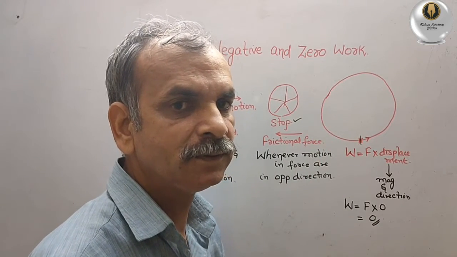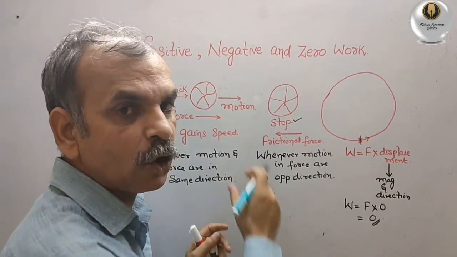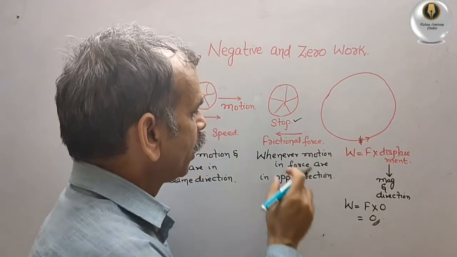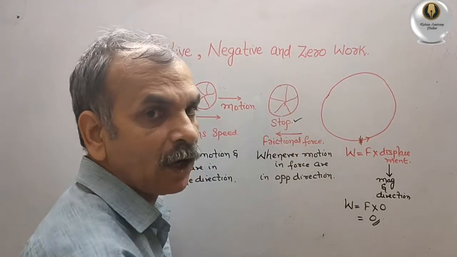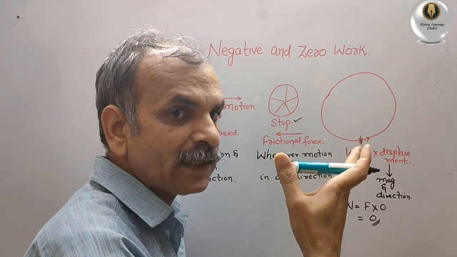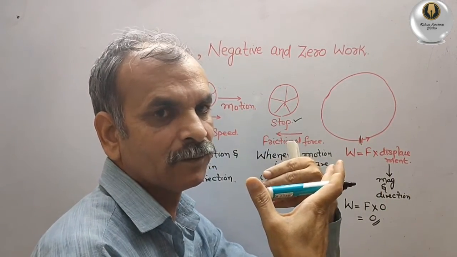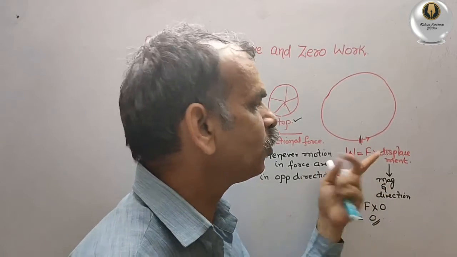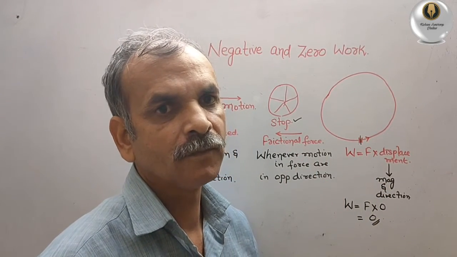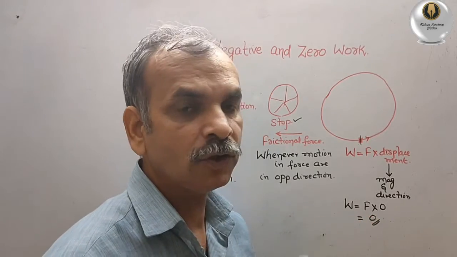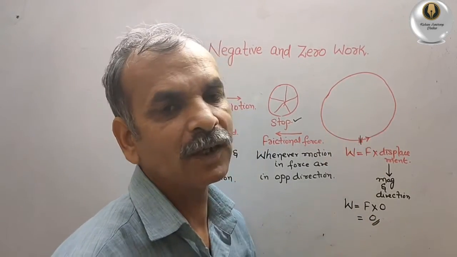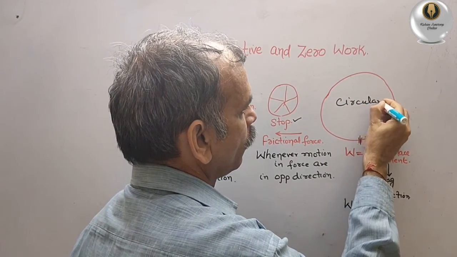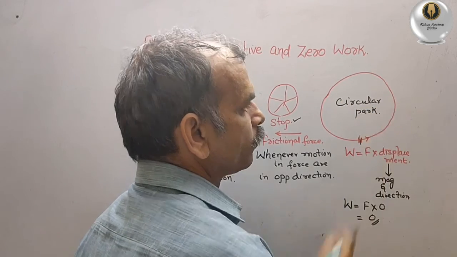आया समझ में सब? पॉजिटिव वर्क में क्या होगा? दोनों motion and the force in the same direction, एक ही डायरेक्शन में होंगे. और सेकंड वाले में नेगेटिव में क्या होगा? Motion is in this direction and force is in this direction, तो that is negative. And work में क्या होगा? There is no displacement and force, anything we can say. ठीक है, that means work is 0. तो you can take the example of a circular park. This is your circular park. ठीक है.